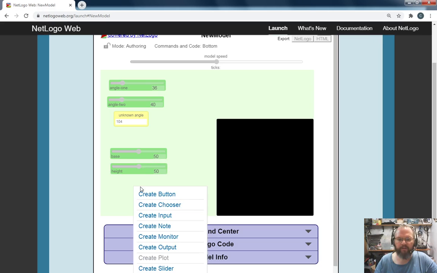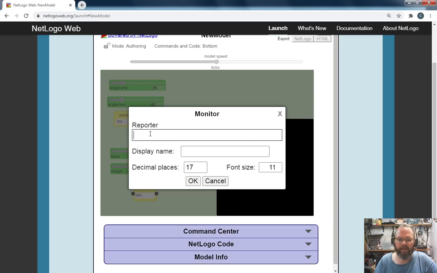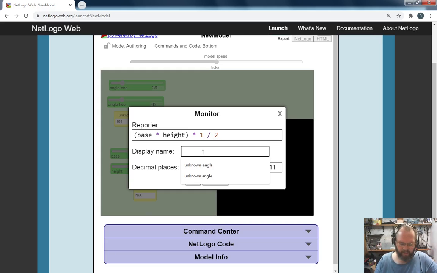And then I'm going to do a monitor here. So I select monitor. And in here, I'm going to do our formula, which is going to be base space times height, and then times, and I'm going to say 0.5. So that's what we did. We could also have written it differently. We could put this in parentheses just so it matches what I wrote out there. I'm going to do base times height space times 1, and I've got to do a space here so it's doing the division, 1 space half. So again, there's a space on each side of this, and we'll just call this area.